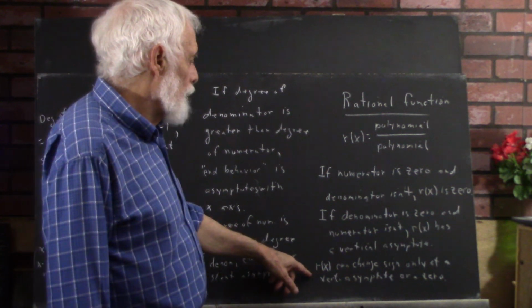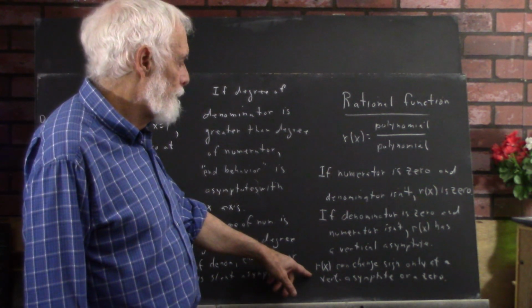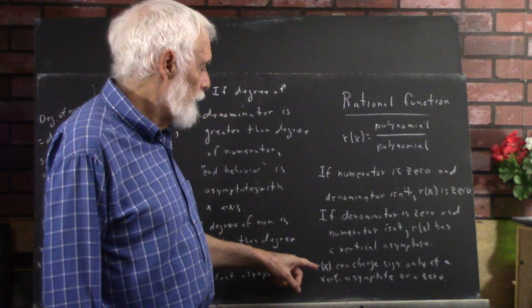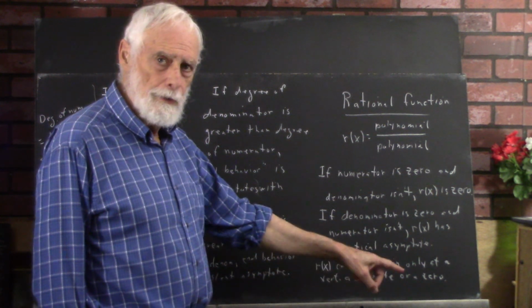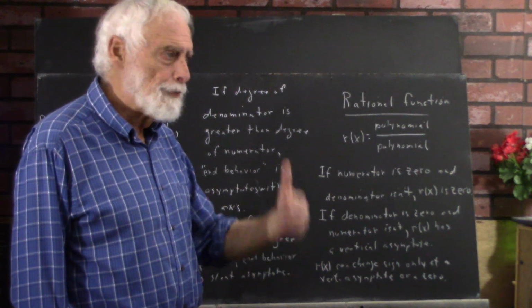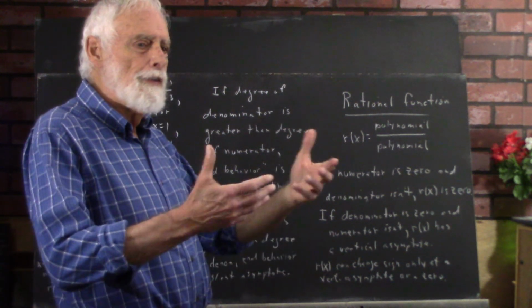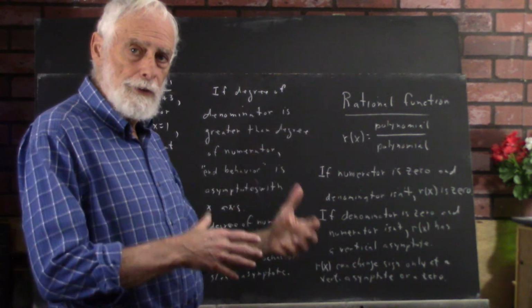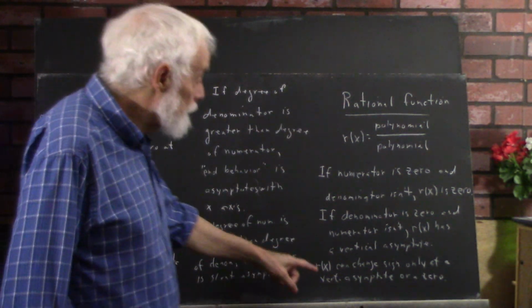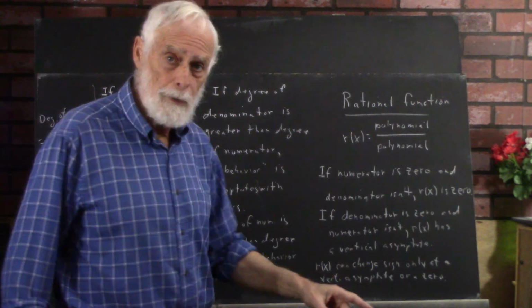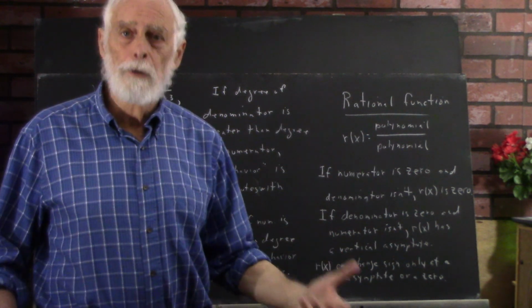Okay, r of x can change sign. This is very important. The only place r of x can change sign is at a vertical asymptote or a 0, meaning it can only go through the x-axis. It can switch sides of the x-axis either at a 0 or a vertical asymptote. And it doesn't have to change sign, as you know from polynomials. That depends on the degree of the 0.